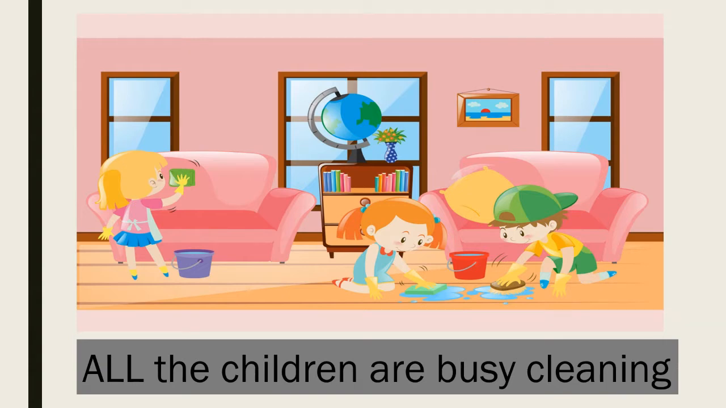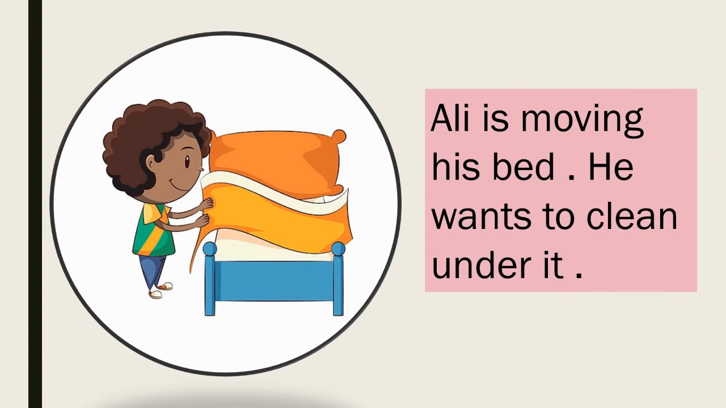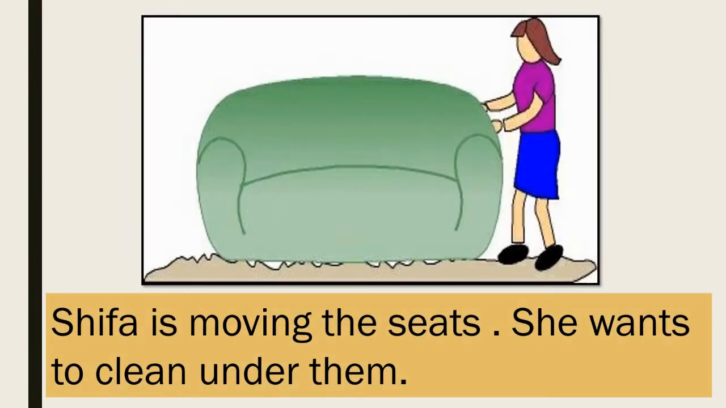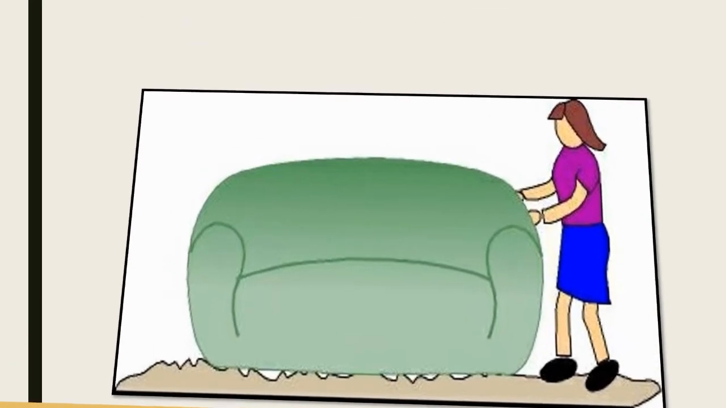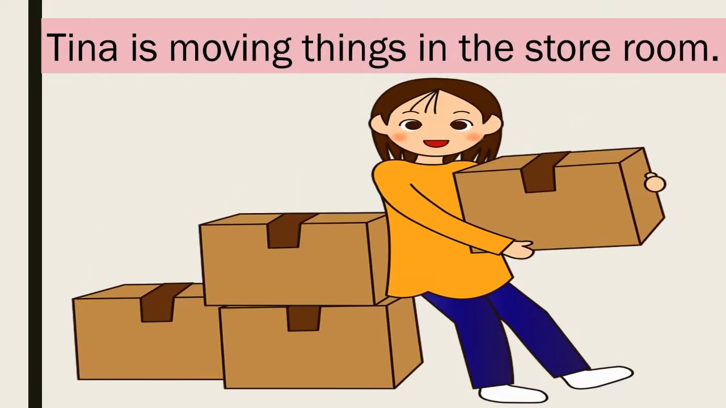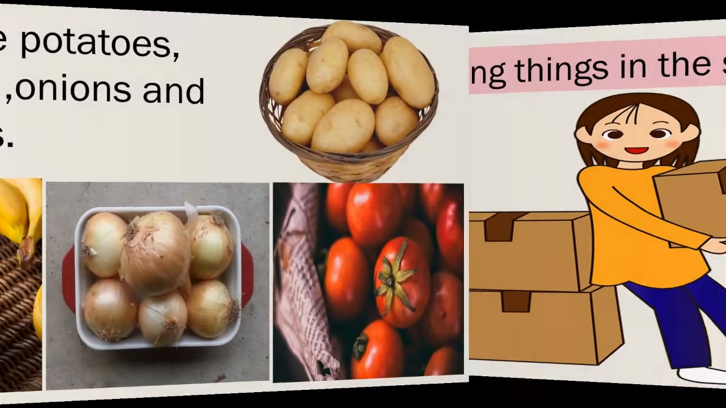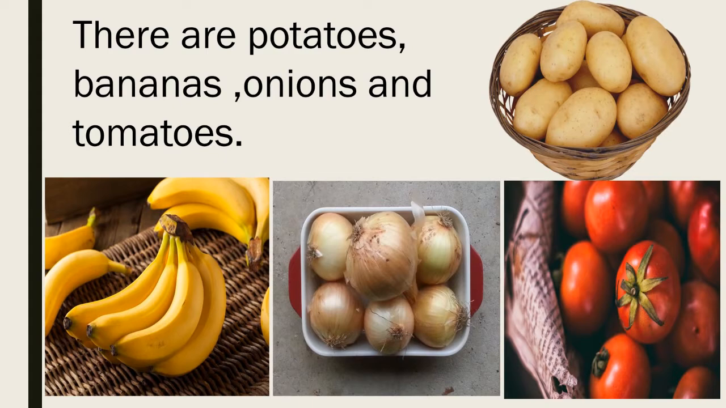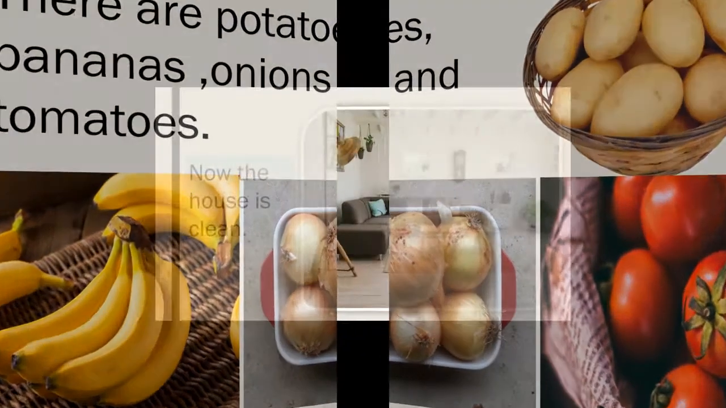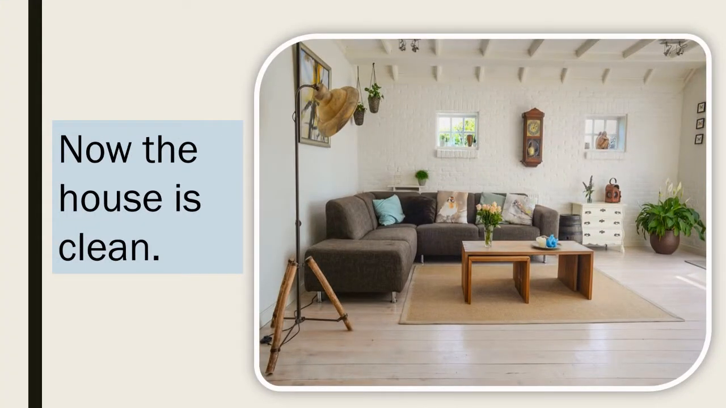All the children are busy cleaning. Ali is moving his bed. He wants to clean under it. Shifa is moving the seats. She wants to clean under them. Tina is moving the things in the storeroom. There are potatoes, bananas, onions and tomatoes. Now the house is clean. This is the story of cleaning the house.